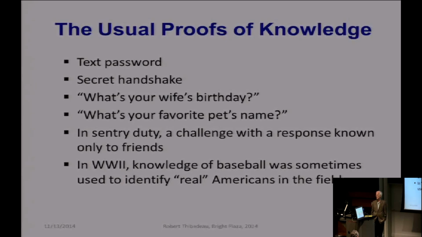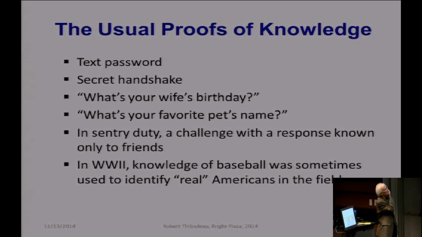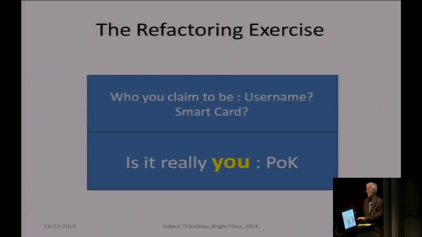So the usual proofs of knowledge that are time tested are things like a text password, a secret handshake. If you can do the secret handshake, you get in. What's your wife's birthday? What's your favorite pet's name? All this stuff. In sentry duty, of course, this has been around for thousands of years, or at least 2,000. A challenge with a response known only to friends. That's an old Roman thing. In World War II, knowledge of baseball was sometimes used to identify real Americans in the field, and so forth and so on. These are all proofs of knowledge.